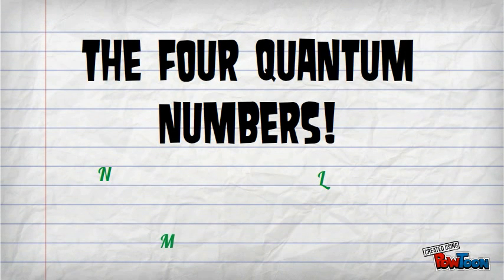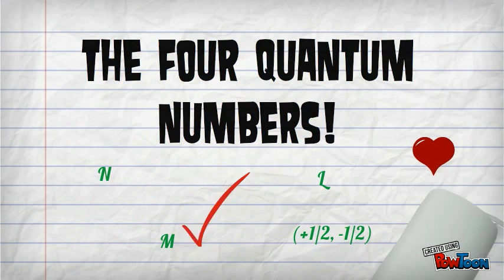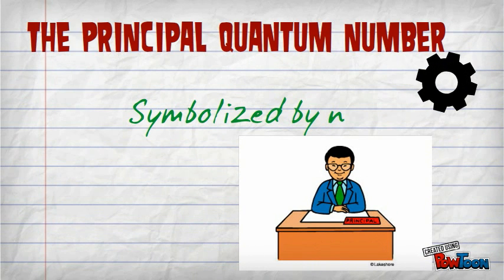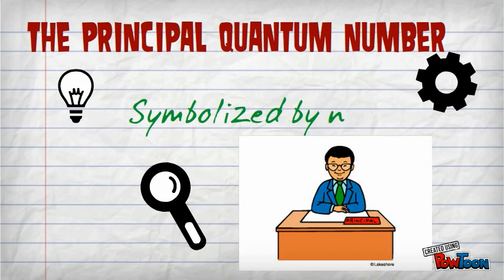Quantum numbers specify the properties of atomic orbitals and the properties of electrons in orbitals. The first quantum number is the principal quantum number, which indicates the main energy level occupied by the electron.